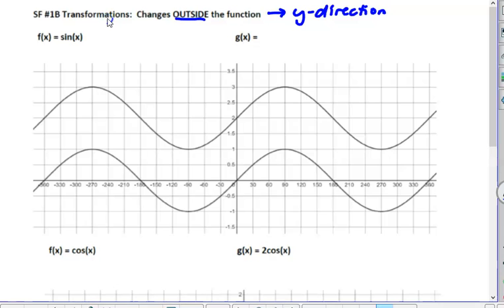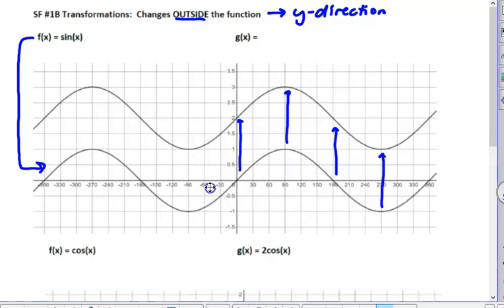So notice here that we have a sine graph. This bottom graph is the sine graph. And then we have another graph that is this first graph just shifted up. Notice that every point has moved up exactly 2 units. So we went from 0 to 2, or from 1 to 3 in the y direction. So everything has shifted up 2. So what makes all the y values shift up 2?